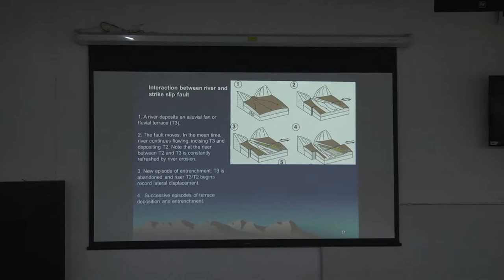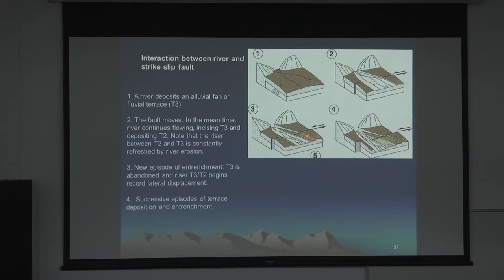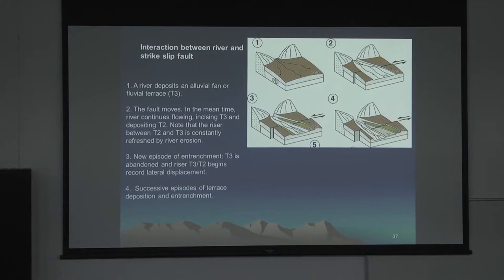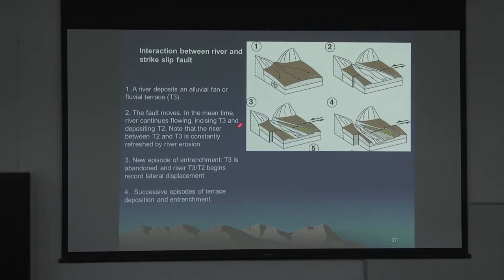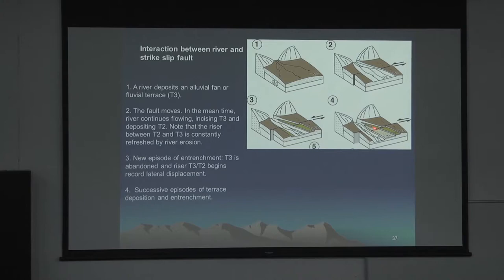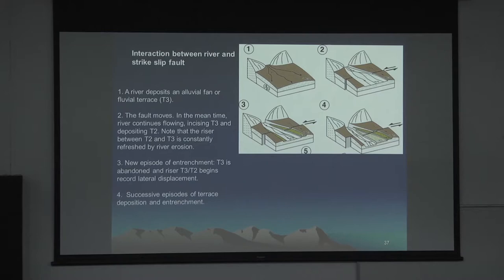the river is incising again into T3, into T2, and T2 is abandoned, and also the riser between T2 and T3. This riser is acting like an abandoned marker, and it will deform passively and record the deformation associated with the fault. We can keep on the same way, abandoning a new terrace, T1, and again T1 will record some deformation. Obviously the offset between T1 and T2 will be lower than between T2 and T3, because this one is older than this one.